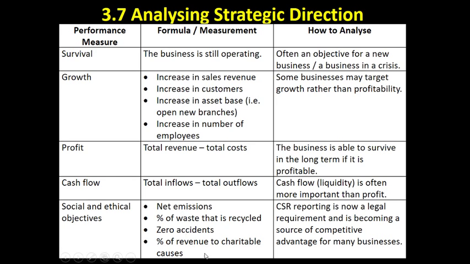The final objectives that are stated in Unit 3.1 are social and ethical ones. If I'm measuring the strength of my business, I might want to say that my net emissions are falling. We're reducing the amount of carbon that we're emitting. This could be a marketing point. We're increasing the amount of waste that we recycle. We had zero accidents on our site with our workforce, or whatever. This is important because CSR is now actually a legal requirement, and it's becoming a source of competitive advantage for many businesses.